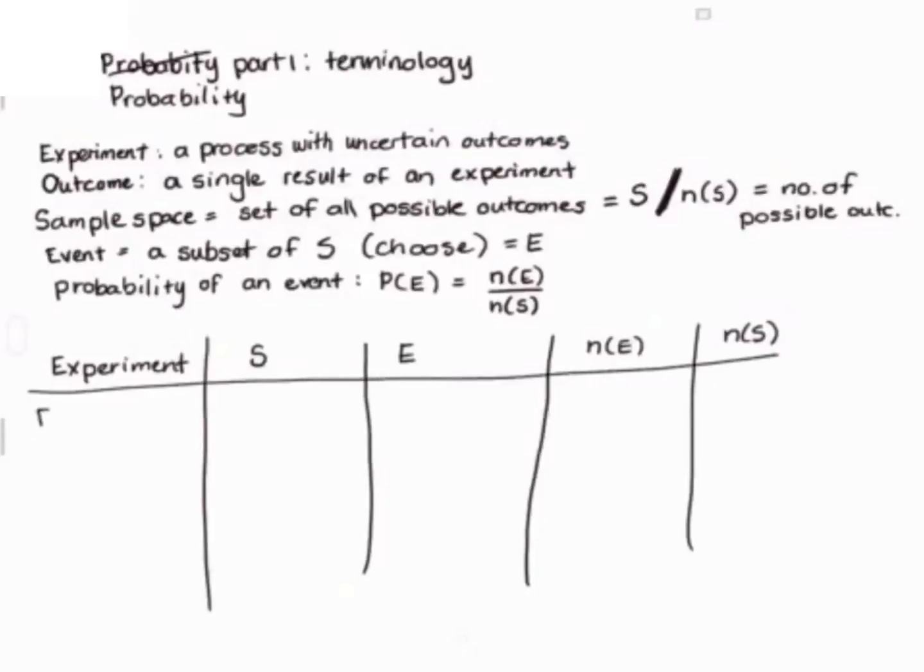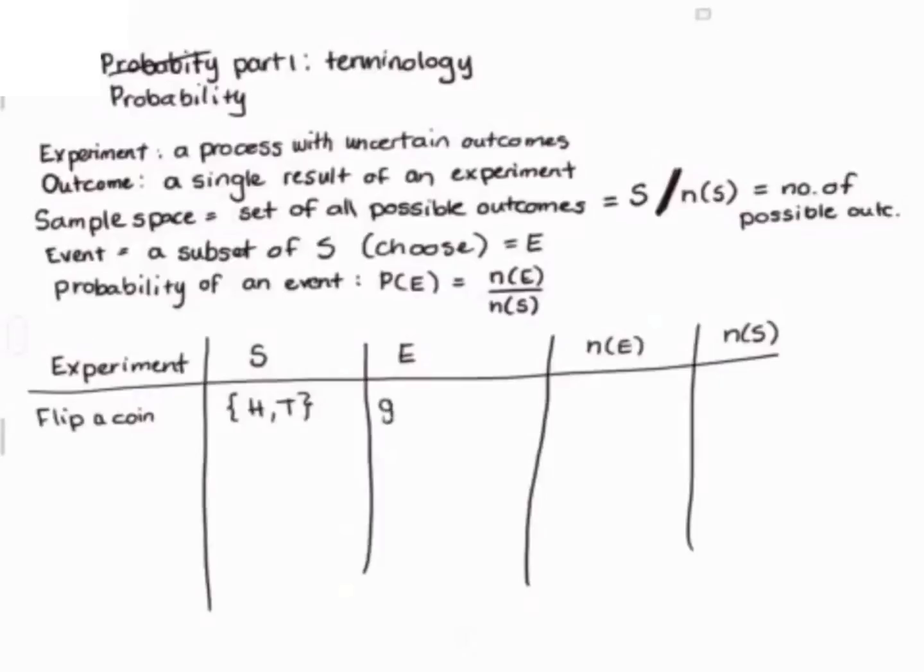So flip a coin. If I flip a coin, what are the possible outcomes? It could land on head or it could land on tail. Right? So that is my sample space.